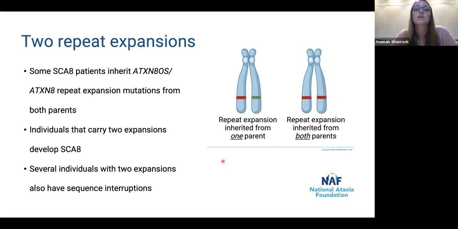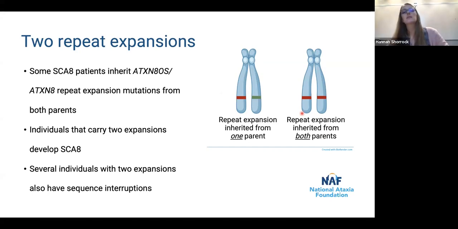So one thing that we saw was that some SCA8 patients actually inherit ataxin 8OS and ataxin 8 repeat expansion mutations from both parents. So here we have an example of an individual who inherits one repeat expansion from one parent and one normal allele from the other parent. But some individuals inherit a repeat expansion from both parents. And in the literature and in the study of the 77 families, all individuals that had two of these repeat expansions developed spinocerebellar ataxia type 8. I am unaware of any reports of individuals who are asymptomatic and have two repeat expansions.